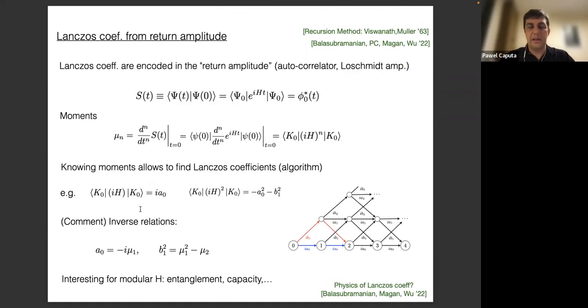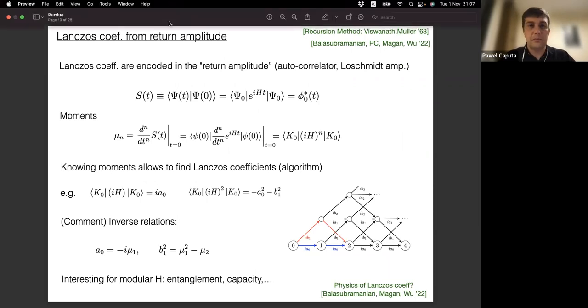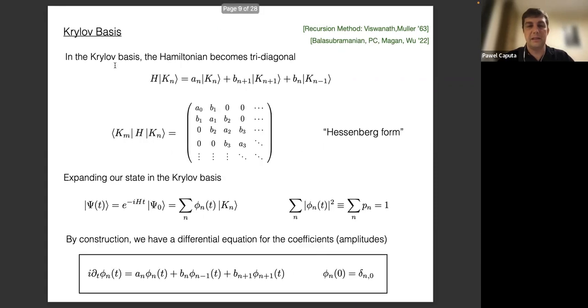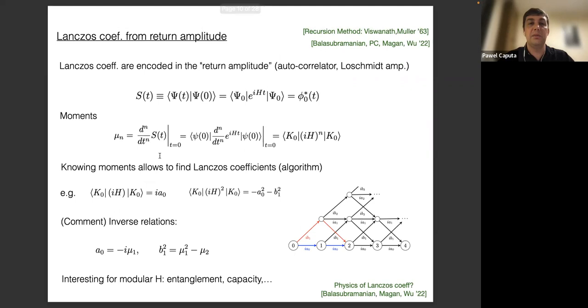So, let me also point out that these Lanczos coefficients, which enter directly into this most important equation, can also be read off, or are encoded in, the so-called return amplitude. Many people usually call this the autocorrelator, or sometimes the Loschmidt amplitude, in the sense that the square of this return amplitude is called the Loschmidt echo.